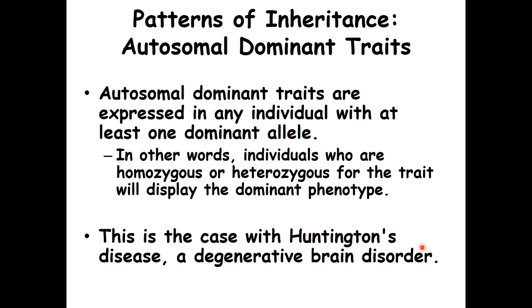Now, what if it's autosomal dominant? If the disease is autosomal dominant, it's like Huntington disease, okay? So that means you only need one copy of the dominant allele for the individual to show the disease. So there's no carrier in this scenario, okay? The heterozygous and the homozygous dominant individuals will both have the disease, okay?